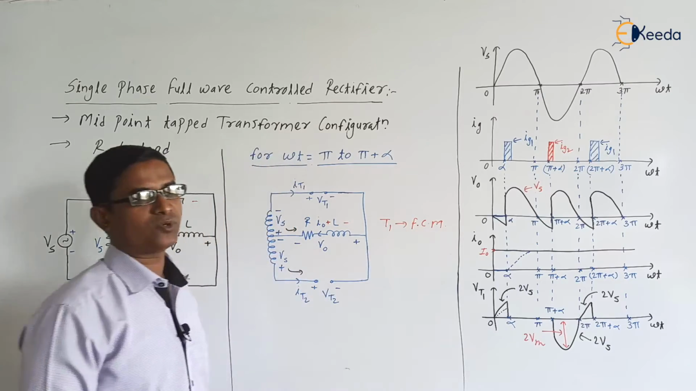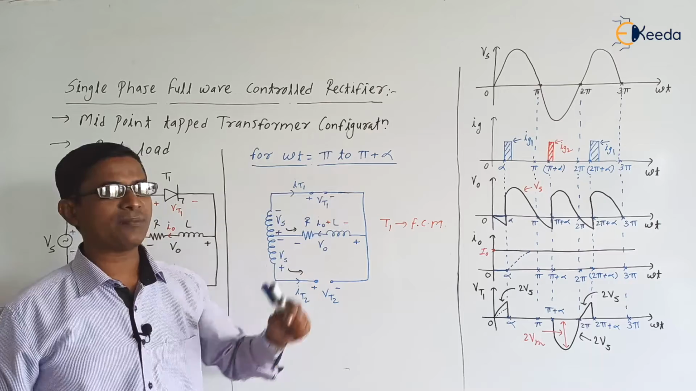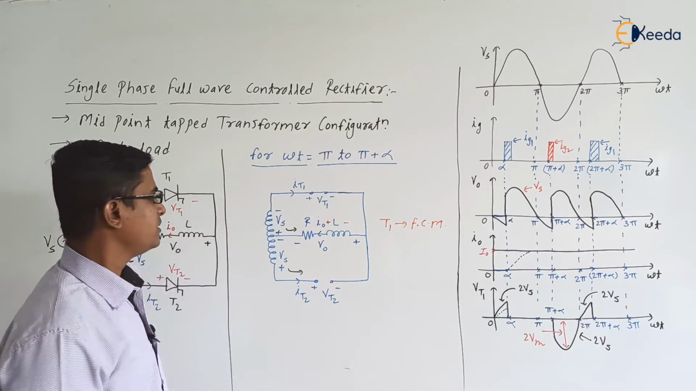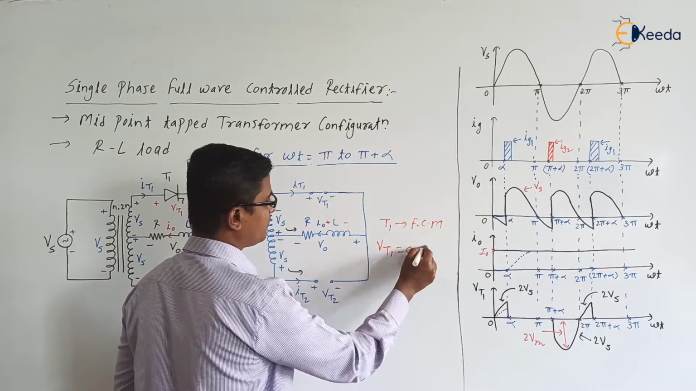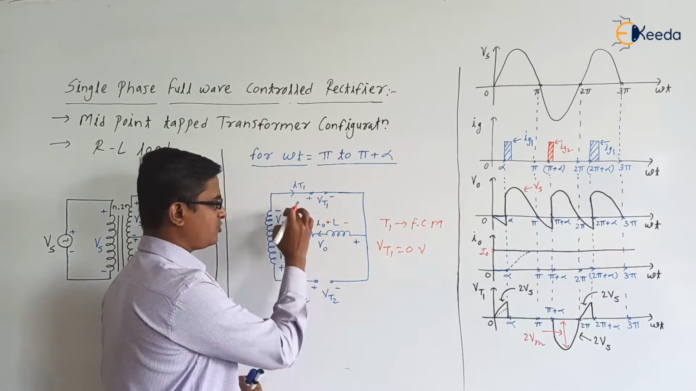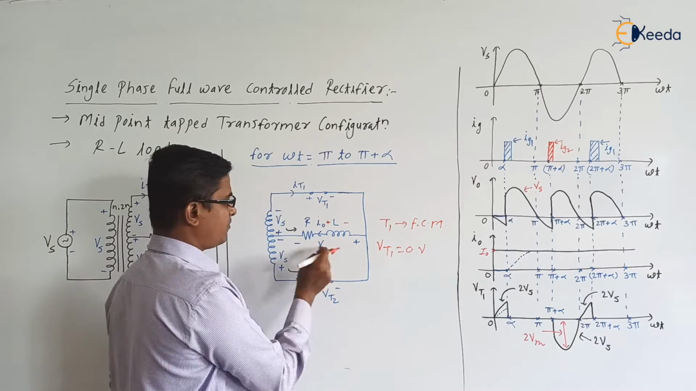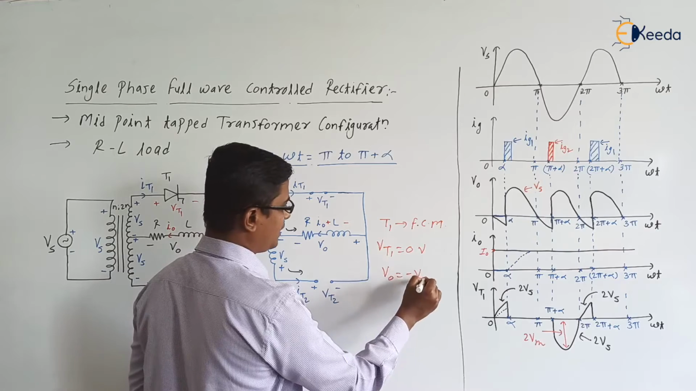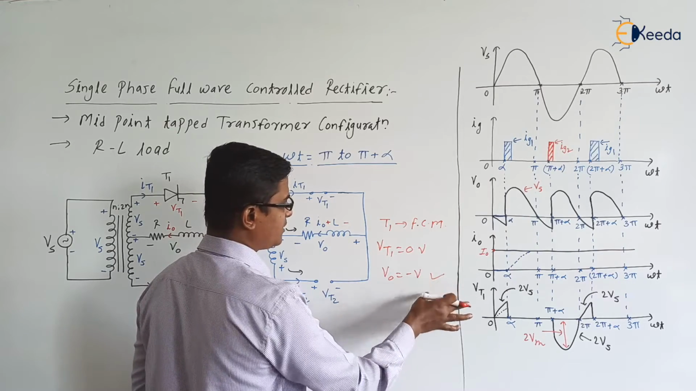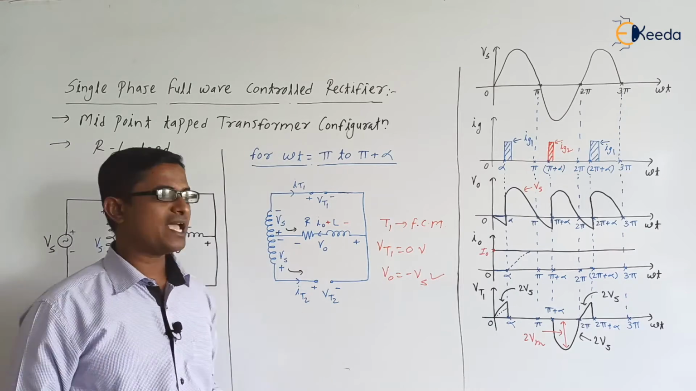Be careful. Thyristor will be in the forward conduction mode only. That is from pi to pi plus alpha, right? Next, here, what is the VT1 now? So VT1 is equal to 0 volt, right? If VT1 is 0, what is V0? If you apply the KVL, it is minus Vs minus V0 is equal to 0, right? So V0 is equal to minus Vs. So V0 is negative, but it is same as that of the supply voltage.